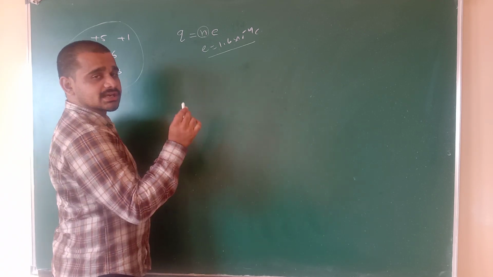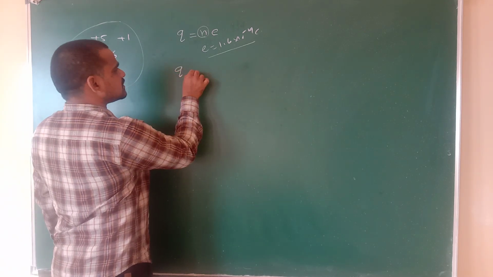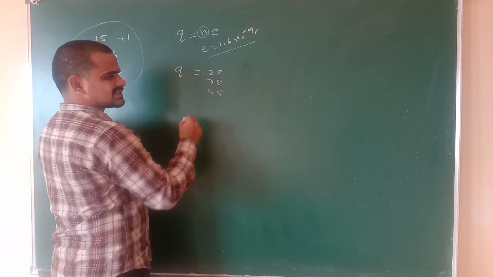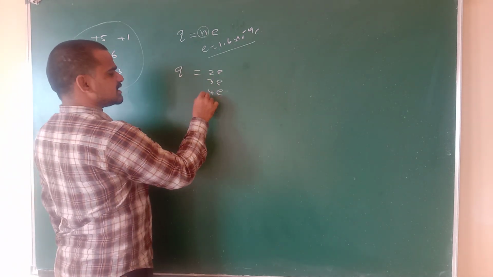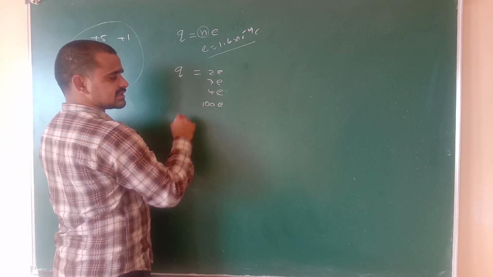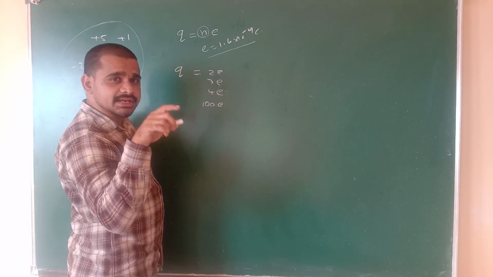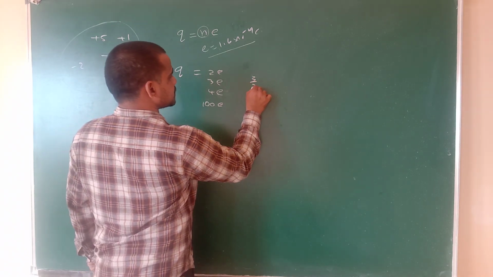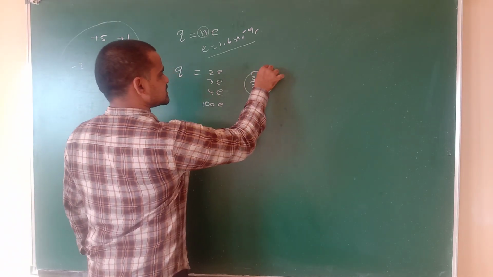Integral multiples of charge e, what is the meaning of this? The charge of any body may be 2e, 3e, 4e, maybe 100e, 1000e, something like this. But the charge of any body cannot exist in fractions. In the sense, 3 by 2 e is not possible. This is not possible at all.